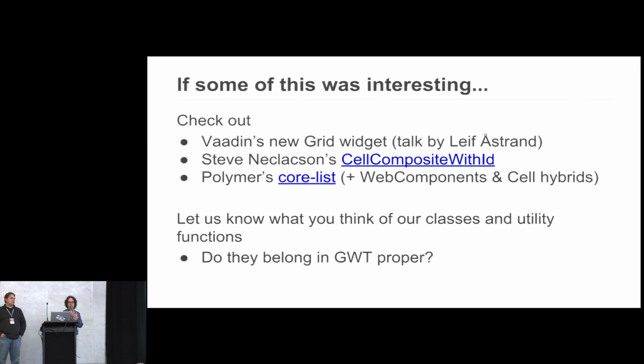And if this stuff is interesting to you, I also recommend you check out a few other resources. Leif gave already a talk about this. Vaadin has this really slick grid widget, which seems like it's going to be really high performance and nice to use. There's a cell composite with ID. And there's also Polymer core list, which is also a really fast list implementation. And just want to also point out that the web components, like Polymer, are things that actually mix and match pretty well with cell widgets, because they're all working at a low level of DOM, and so it's easier to do that than actually with regular GWT widgets.